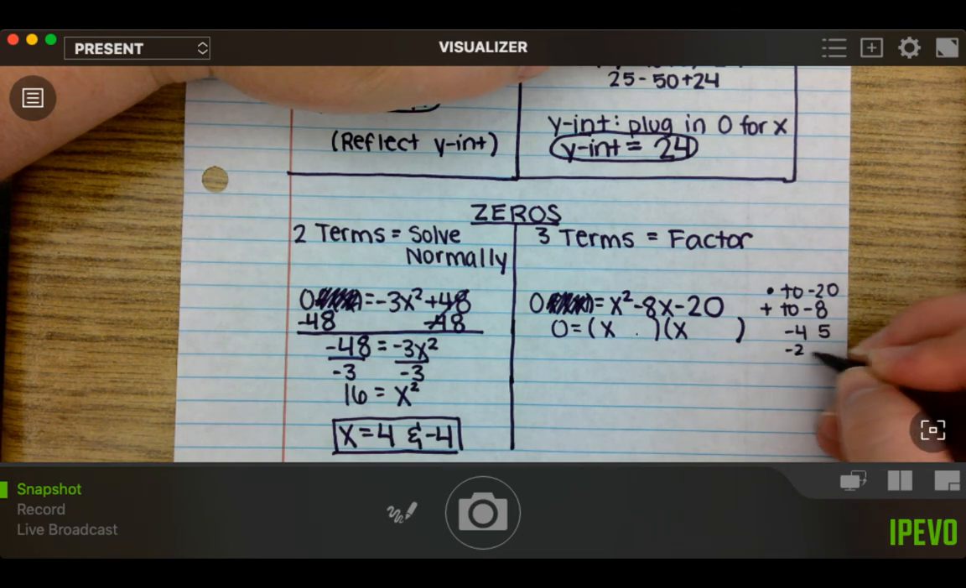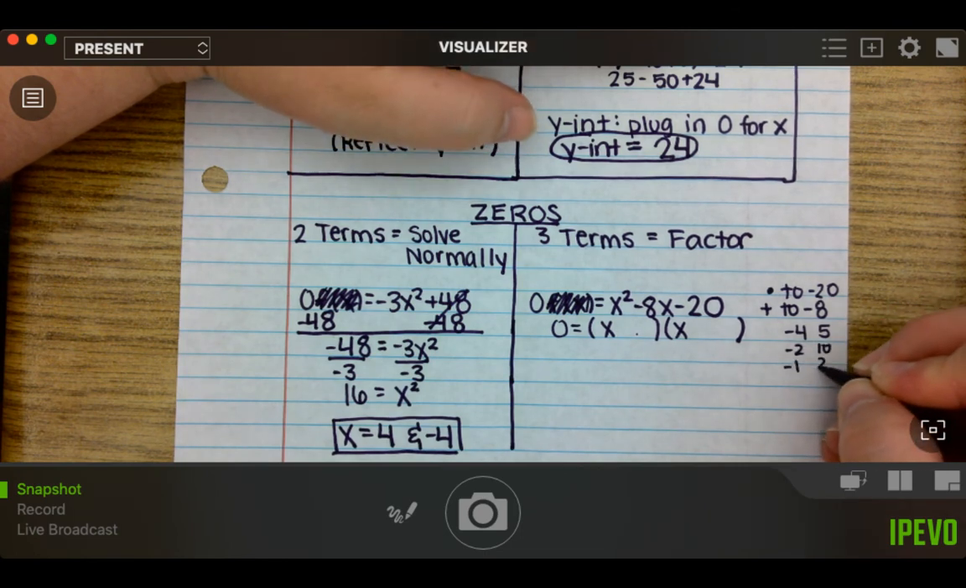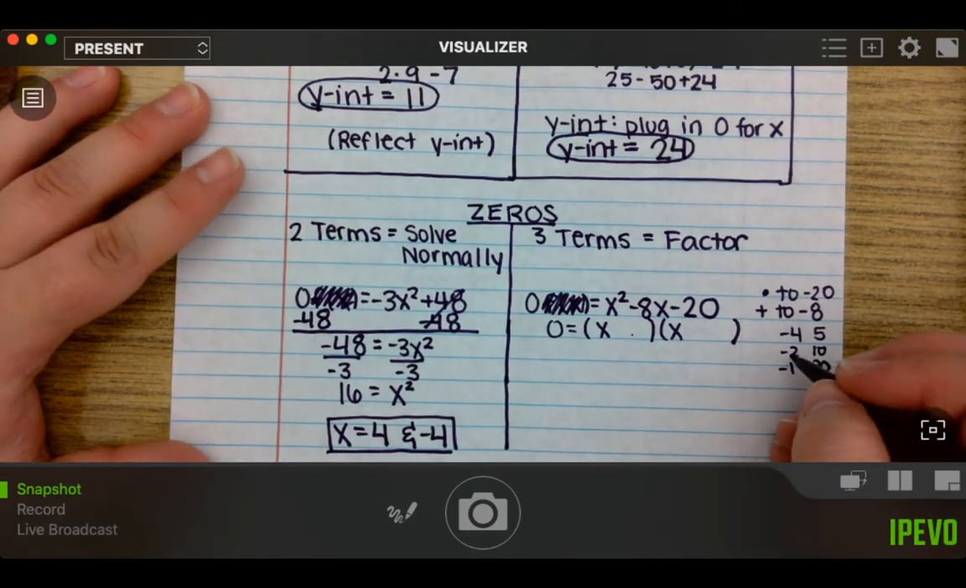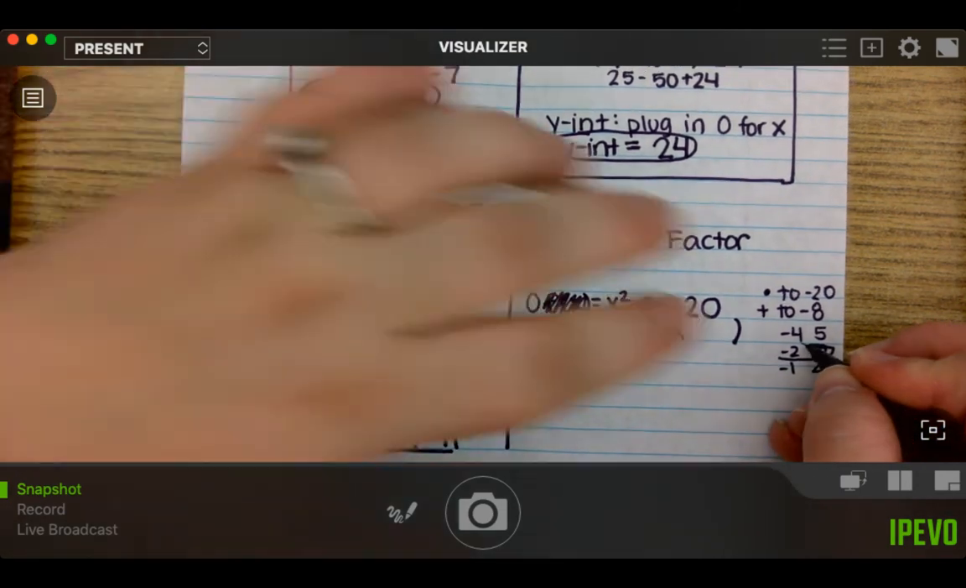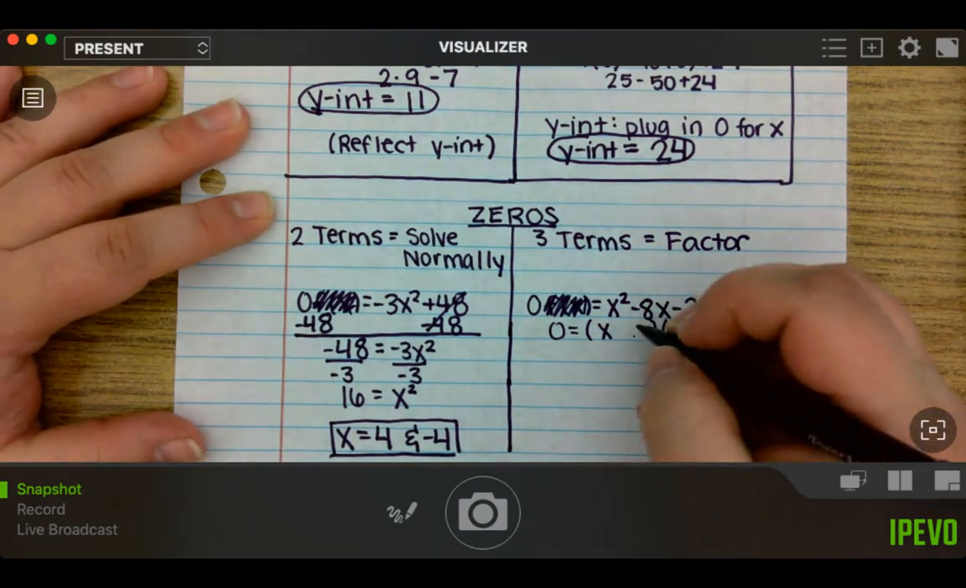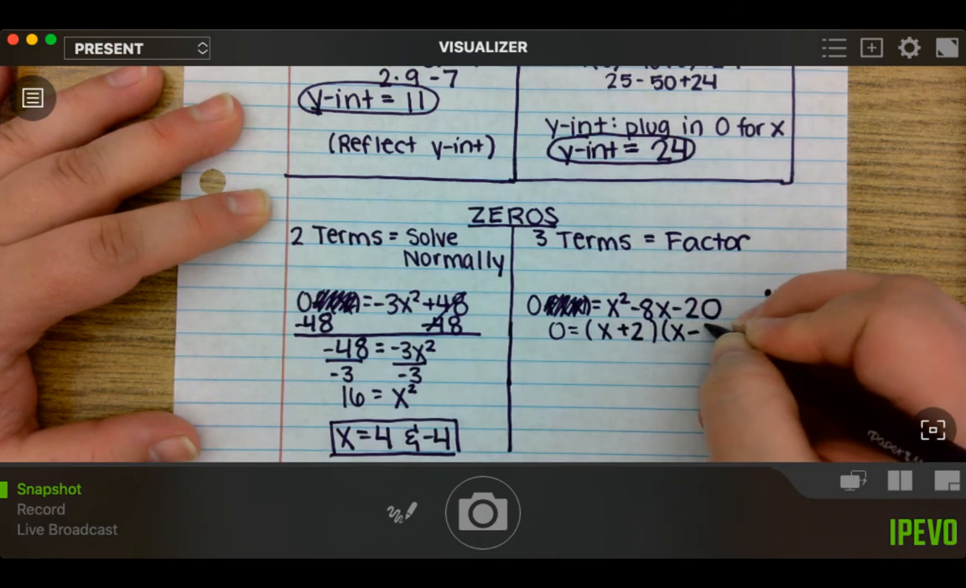2 and 10, or 1 and 20. Those are the only things that go into 20. And I want to pick this one because they add to 8, but since I want it to actually be negative 8, the 2 should be the positive and the 10 should be the negative.